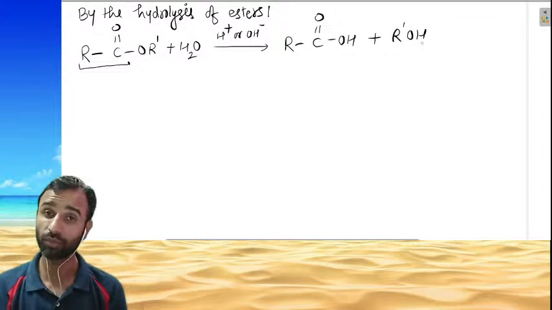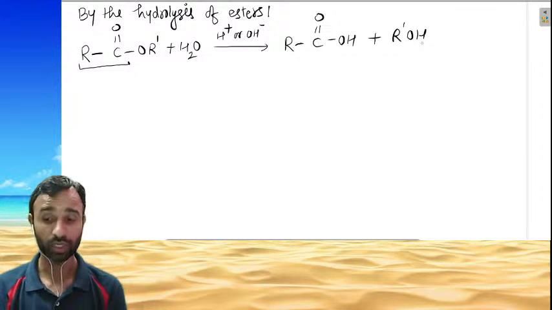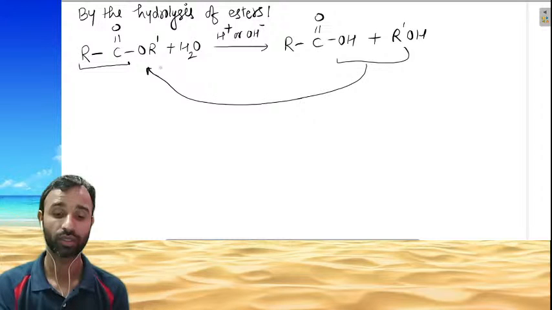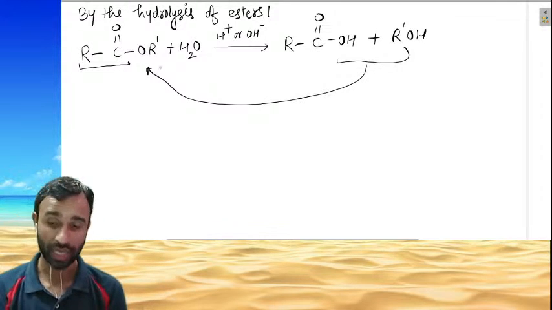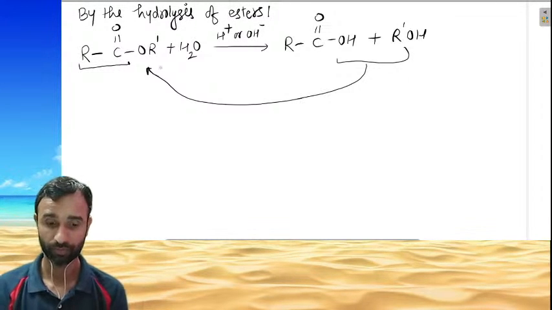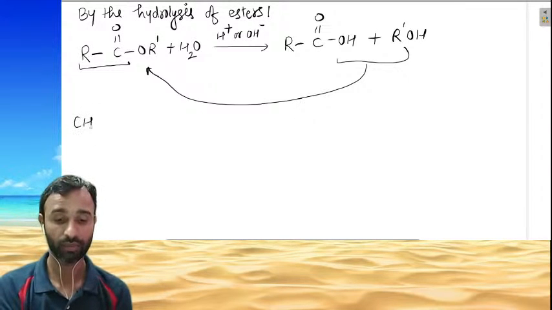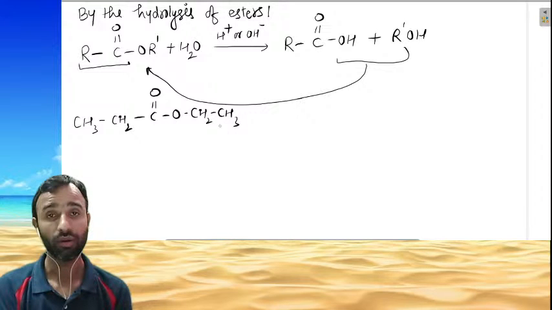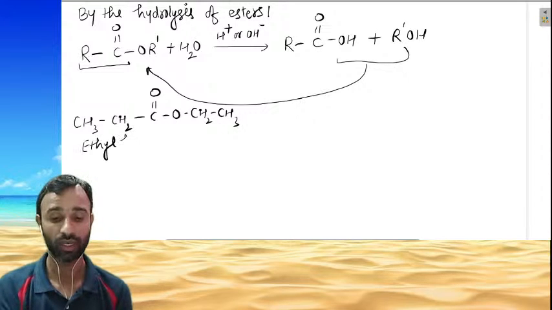But as soon as they are formed, they should be removed from the mixture, because if alcohol remains in the mixture, the reaction can be reversed. Right? So as soon as acid is formed, alcohol should be removed. Otherwise, the reaction becomes reversible. Like let us take an example: CH3, CH2, C double bond O, O, CH2, CH3. It is ethyl propanoate.